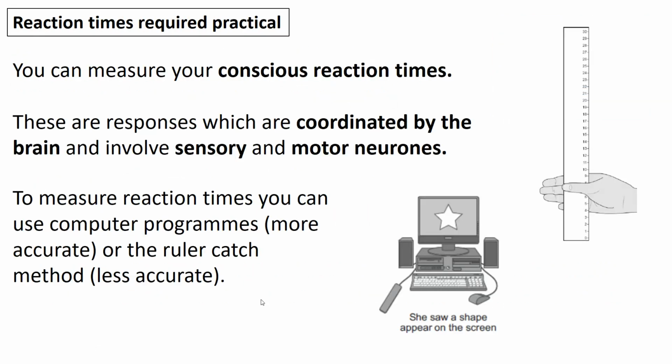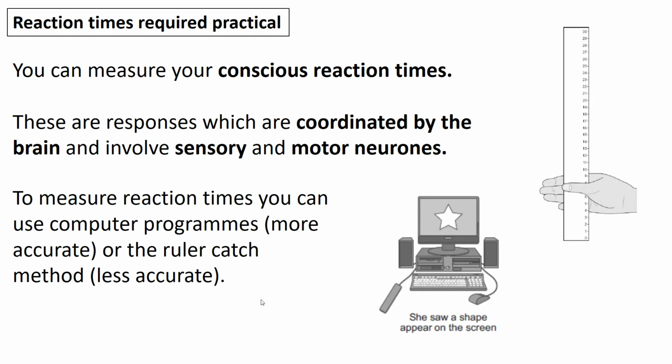There is a required practical in this topic though in B5, and it's really important that you're able to look at this and be able to plan an investigation in order to measure how quickly you react. Now, you're not going to plan an investigation to measure how your unconscious reaction times work, so in other words a reflex arc, because that would be dangerous. Remember, reflex arcs are there to prevent you from harm or injury. So we don't want to use any automatic response like that because it could cause you harm.